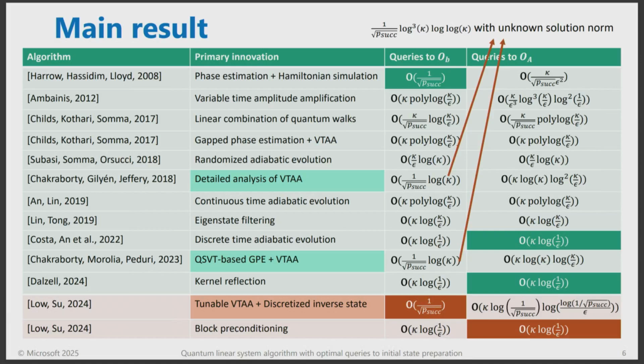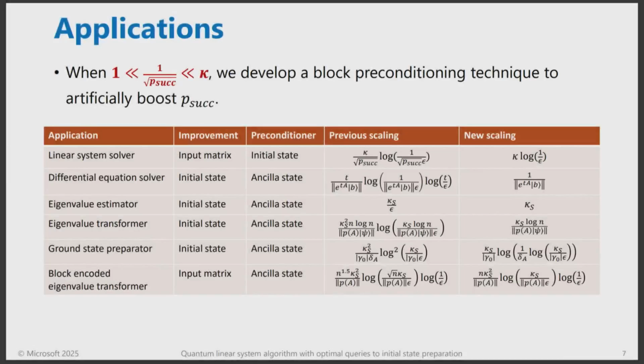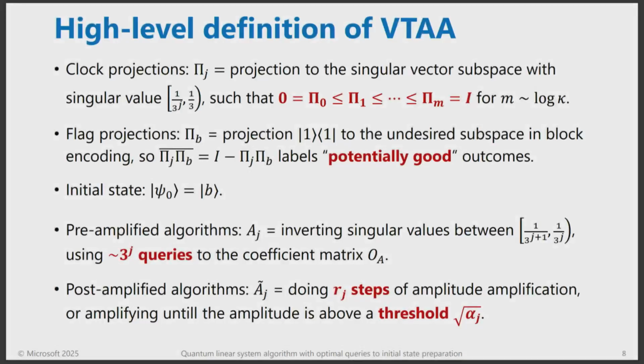But for now, here's a list of some other applications: to solving differential equations, to estimating or transforming eigenvalues of non-normal matrices, and to estimating ground state energy of non-Hermitian matrices with real spectrum. So this is more or less a summary of the main result and some basic setups. In the following, I want to change to the technical stuff and give you some idea of what is going on behind all of this.